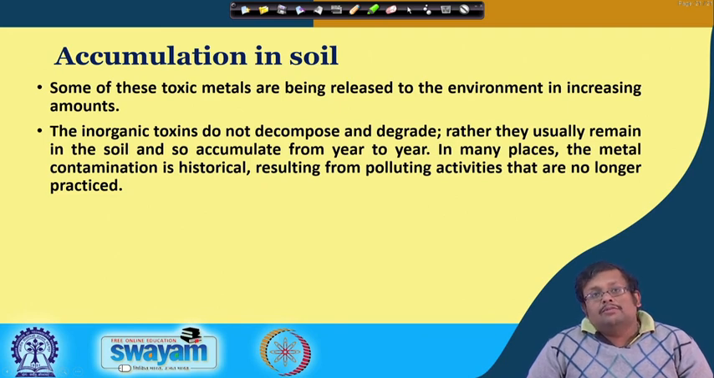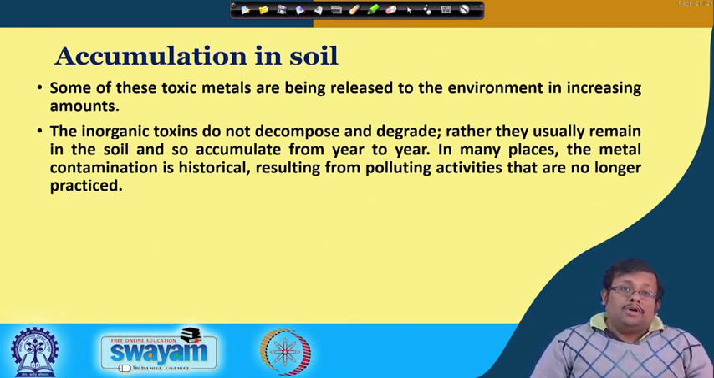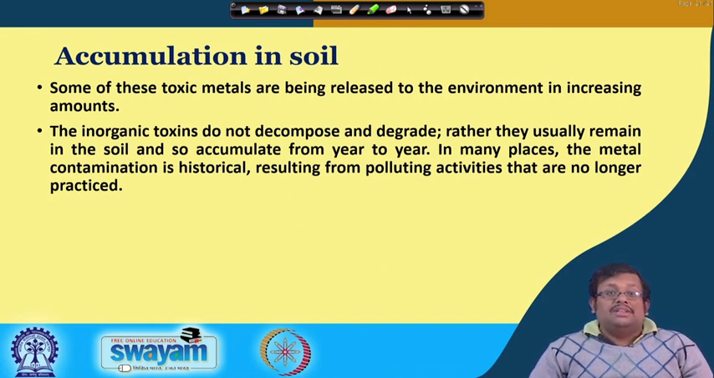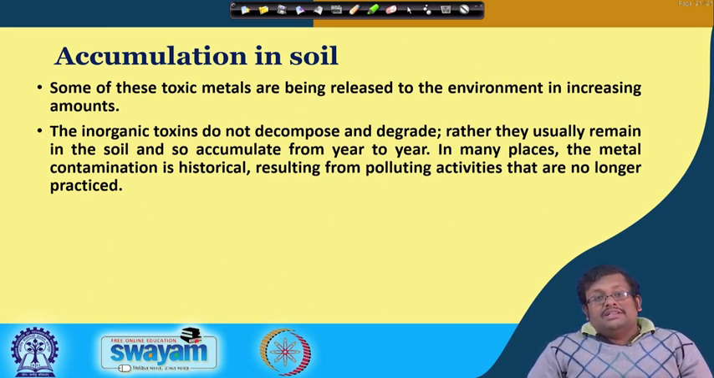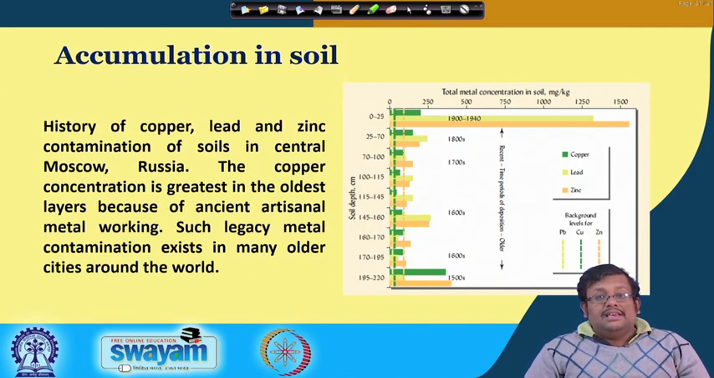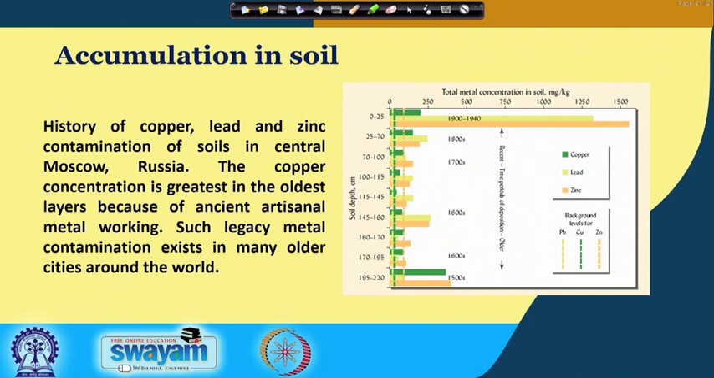So how could they accumulate in the soil? Obviously some of these toxic metals are being released to the environment in increasing amounts, and the inorganic toxins do not decompose or degrade; rather they usually remain in the soil and accumulate from year to year. In many places the metal contamination is historical, resulting from polluting activities that are no longer practiced. So this chart shows the history of copper, lead and zinc contamination of the soil in central Moscow, Russia.